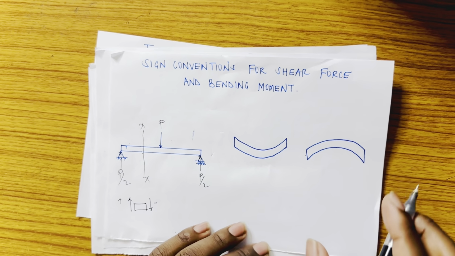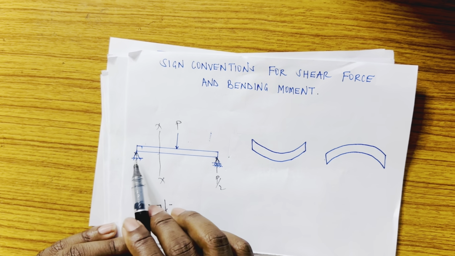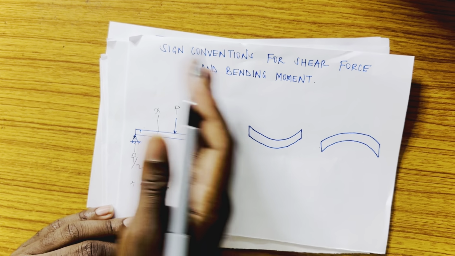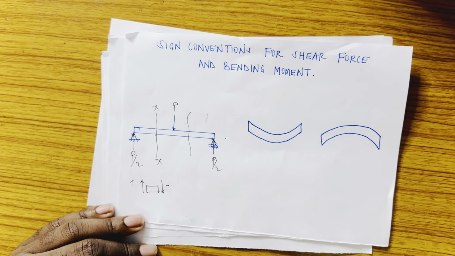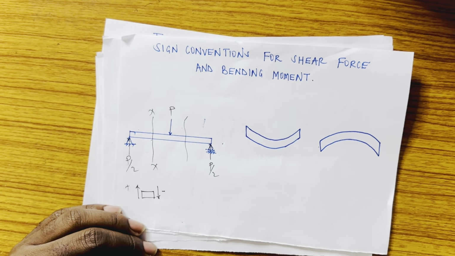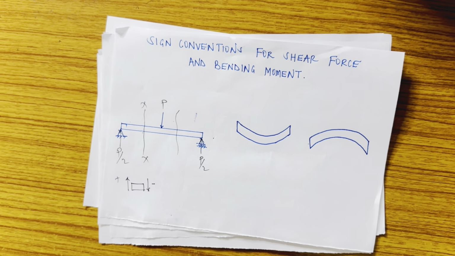But in this case, this is going upward, and this side is going downward, so it's taken as negative. If the section was cut from here, and this is positive, then this P would be negative. But what about for the bending moment?